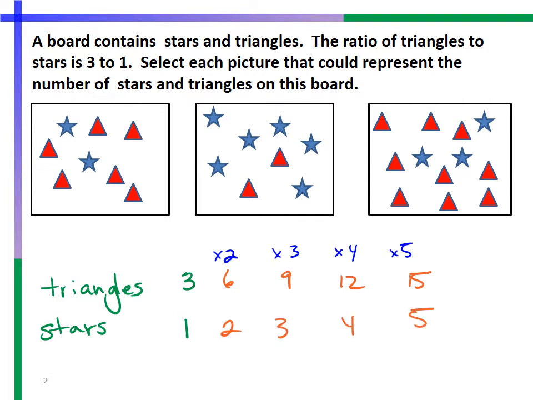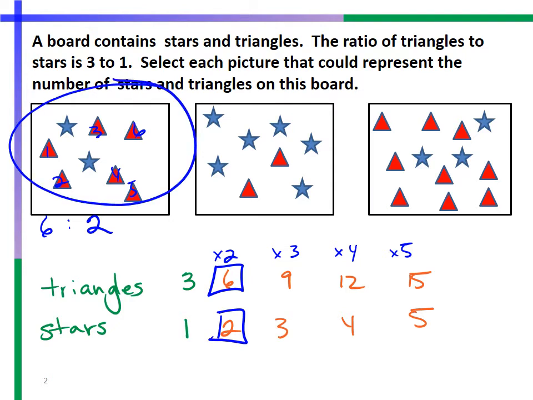So let's figure out ratios in each box, and let's see which boxes we could select. So in our first box, we notice that there are 1, 2, 3, 4, 5, 6 triangles, and then there are 2 stars. So let's go find our ratio table here. We notice that there are 6 and 2, those match. So our first box is a choice. Let's go and do the next one.